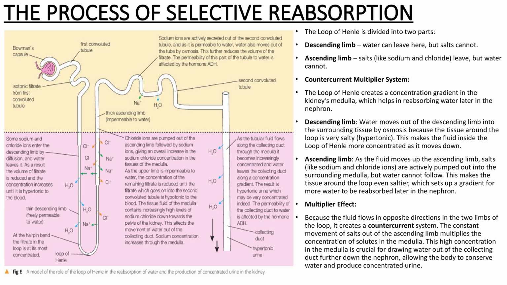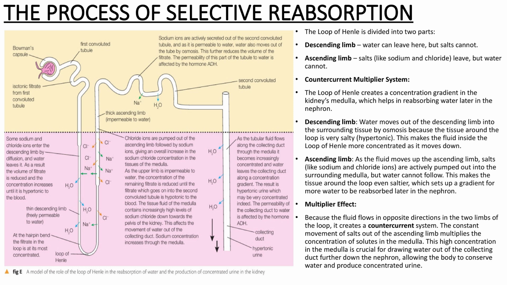This is the next part of the selective reabsorption, but this is the role of the loop of Henle in reabsorbing water as well as the countercurrent multiplier theory. Now this is a very important concept and please pay attention to what I'm about to say next. So what is the role of the loop of Henle in reabsorbing water?